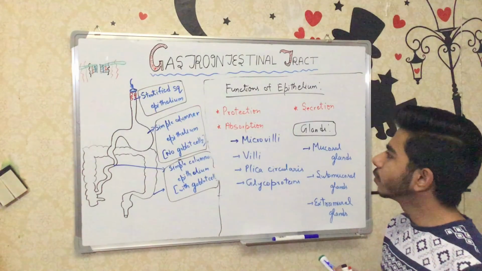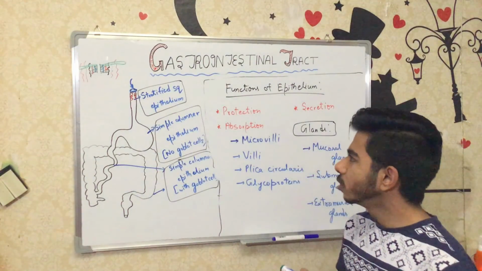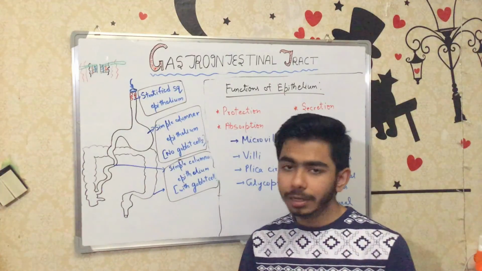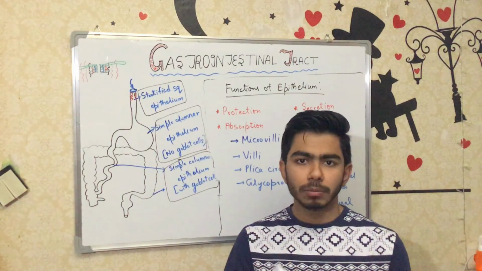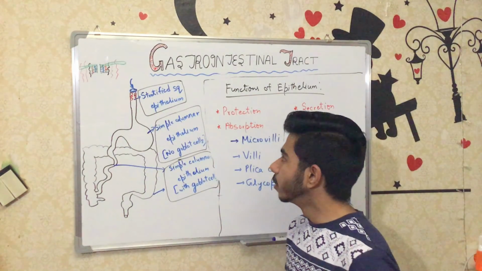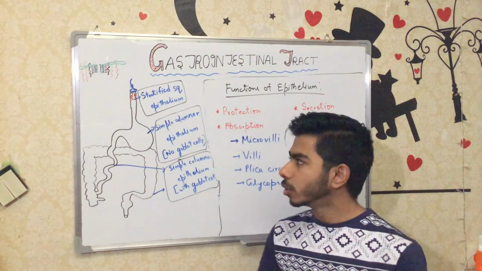So this was all about the epithelial lining. In the following videos, I will talk about the various other layers, for example, lamina propria and muscularis mucosae. Then I will talk about the submucosa, then muscularis externa, and in the last I will finish with the serosa or adventitia.